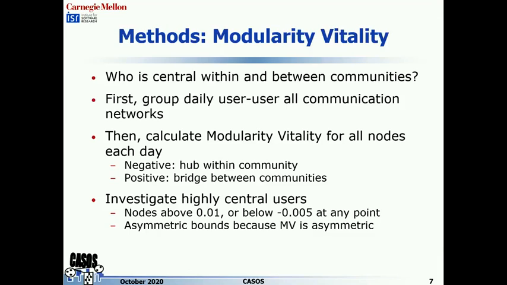One thing to note is that we do the calculations per day. So the modularity vitality of a node is a reflection of the actions over the entirety of the day, not throughout the day itself. And we investigate only highly central users. We set it to show only users that are above 0.01 modularity vitality and below -0.005. The asymmetric bounds are due to the asymmetric nature of modularity vitality, and these bounds might be fairly low. You might be thinking they're fairly low, given that the modularity vitality is between -1 and 1.